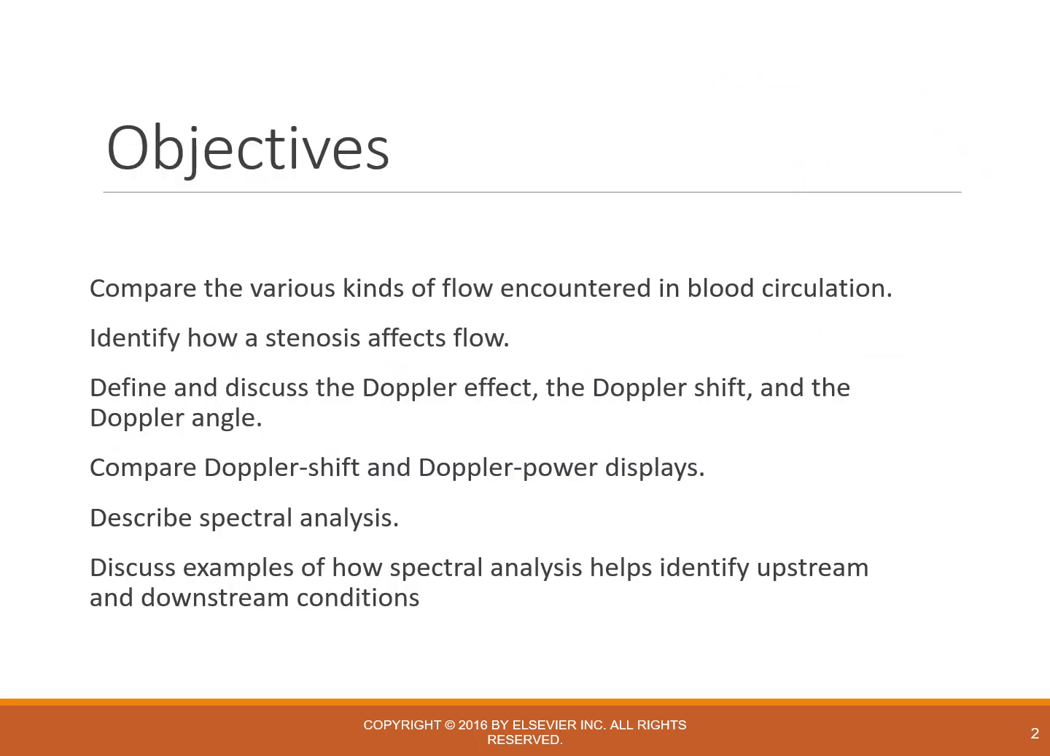So objectives for today: we're going to compare the various kinds of flow encountered in blood circulation, identify how a stenosis will affect flow and why, define and discuss the Doppler effect, Doppler shift, and the Doppler angle, and compare Doppler shift and Doppler power displays as well as spectral analysis, while discussing how spectral analysis can help identify upstream and downstream conditions in your patient that you may not otherwise appreciate.